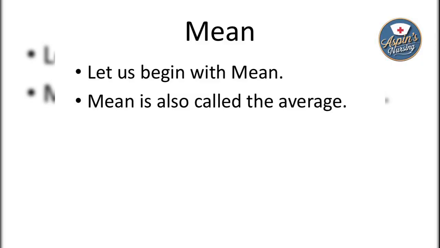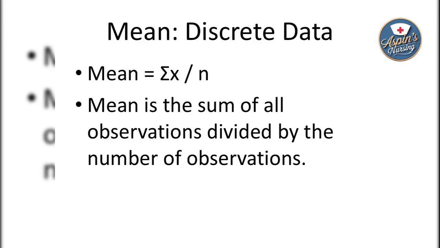Let's start with the mean, commonly known as the average. It's a simple yet powerful tool for summarizing data. For discrete data, the mean is calculated by summing all observations and dividing by the number of observations. This gives us a central value that represents the dataset.